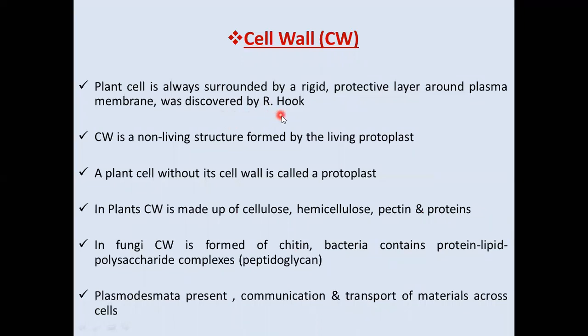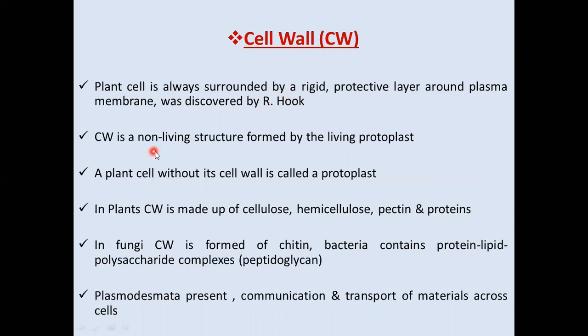When Robert Hooke examined thin slices of cork cells under a compound microscope, he actually saw cell walls. The honeycomb chamber-like structure he saw was actually a cell wall. So he first discovered the cell wall.